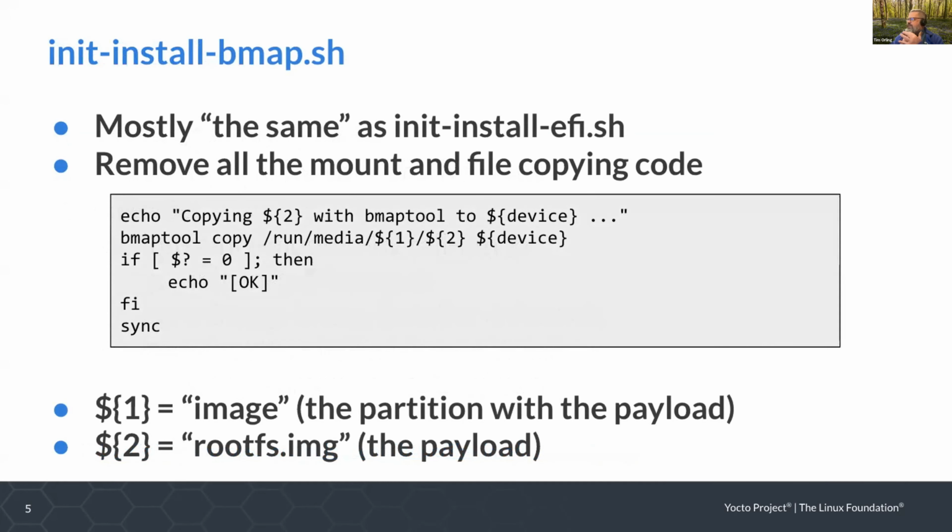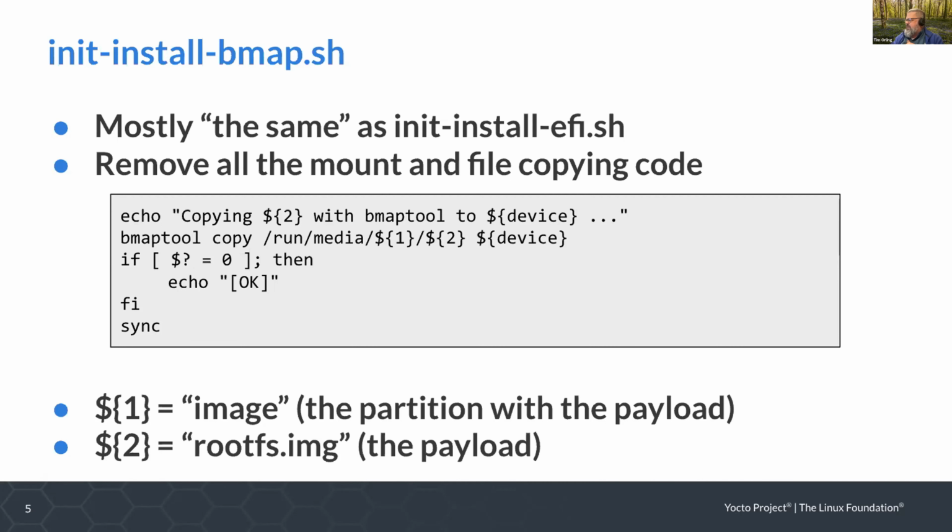The script is mostly the same as the init-install-efi shell script, but I hacked a lot of stuff out. I removed all of the code that mounts the disk or mounts the rootfs image and then copies the files. So the real meat of it is just this very simple thing here, which runs bmaptool copy from the mounted media and then installs it onto the device, which is auto-discovered just like the regular script does.